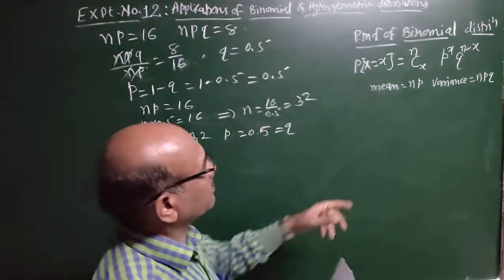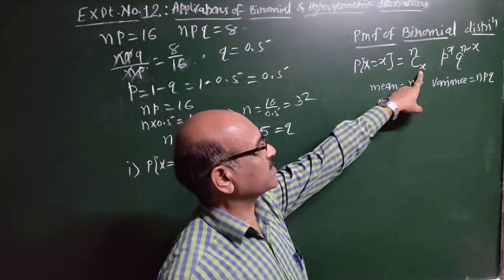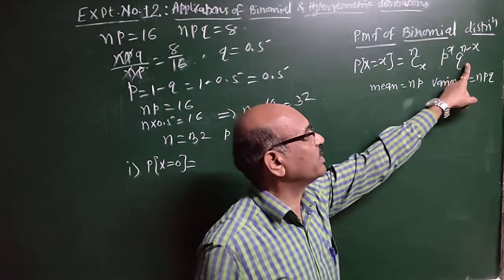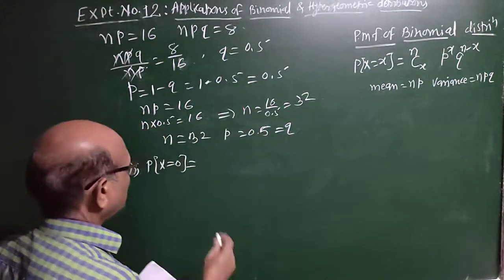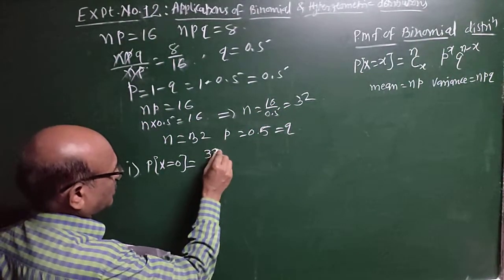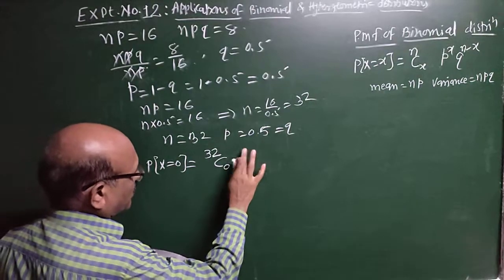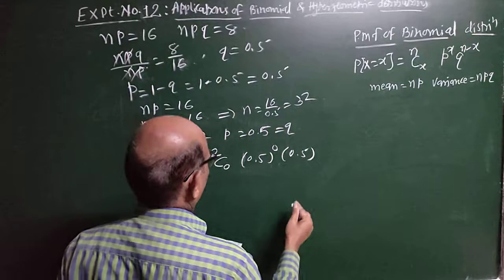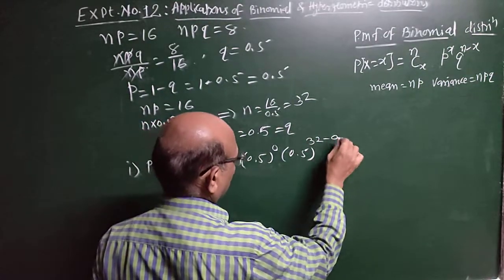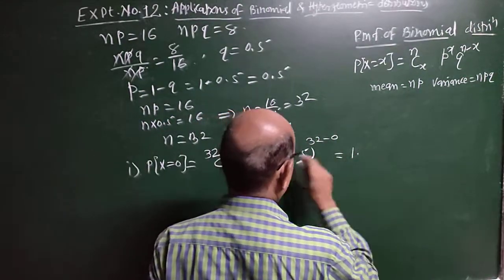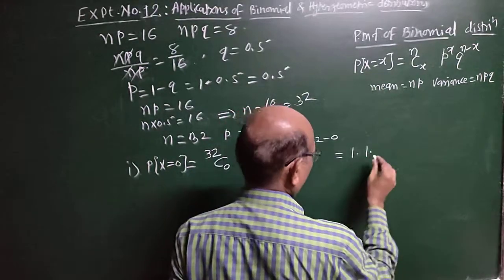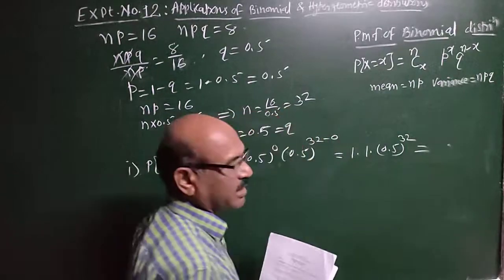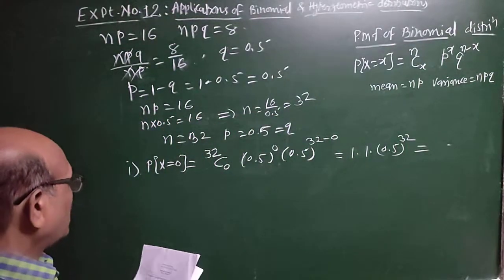That means in this formula you have to substitute x equal to 0 here, here, and here. n equal to 32, p value is 0.5, q value is 0.5. So 32C0, 0.5 raised to 0, 0.5 raised to 32 minus 0. 32C0 is 1, anything raised to 0 is also 1. So 0.5 raised to 32, whatever value you get, that is the answer.